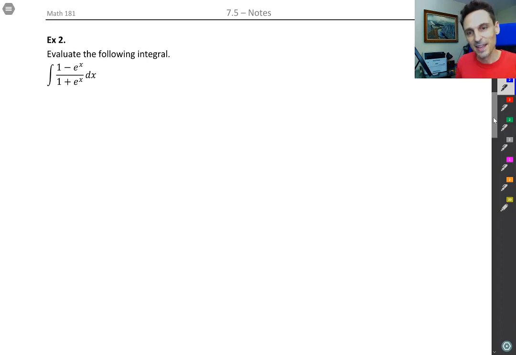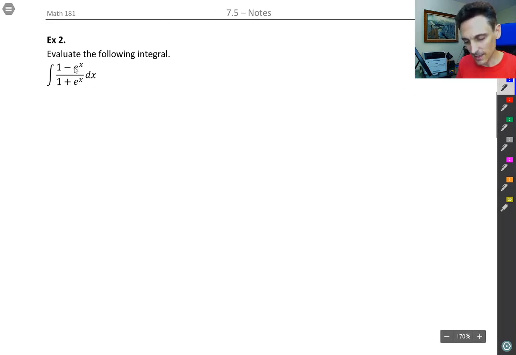Welcome back. In example 2, we have the integral of 1 minus e to the x all over 1 plus e to the x dx. So in this case, we can try thinking about substitutions. If we let u equal 1 plus e to the x, for example, well, the derivative of that is e to the x, which we don't quite see on the top, unfortunately. There's not an e to the x dx.